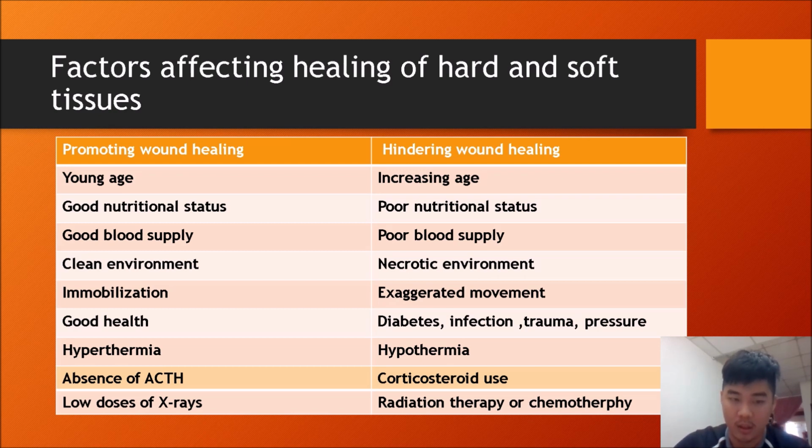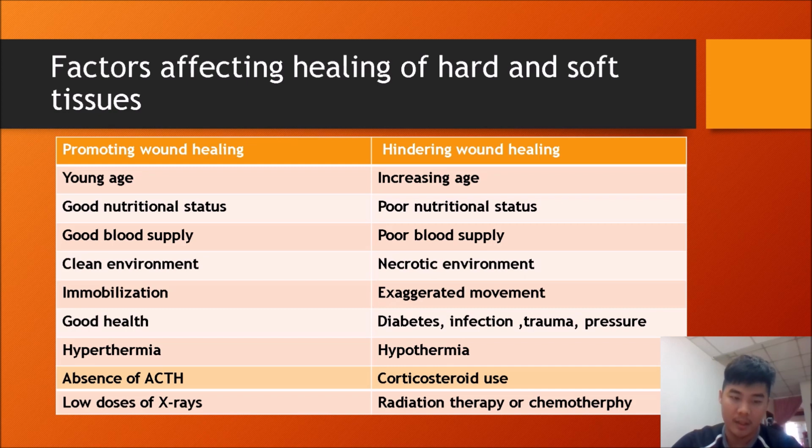The same goes for a clean environment without any necrotic tissue or debris, which is going to promote it, whereas a necrotic environment is going to delay it. And immobilization with restricted movement is going to promote wound healing, whereas exaggerated movement is going to delay the healing. And good health is going to promote it, whereas disease like diabetes, infection, trauma, and pressure may delay wound healing.